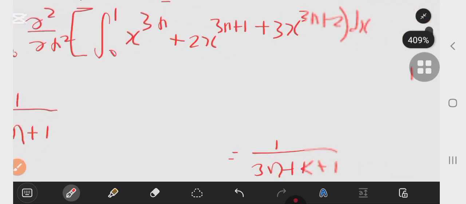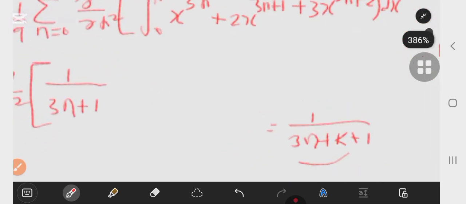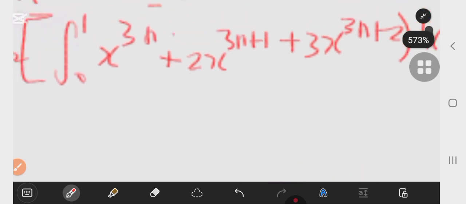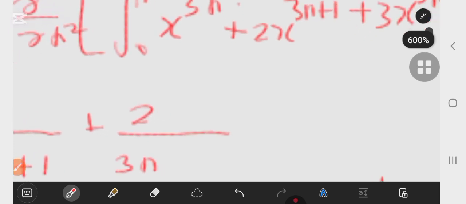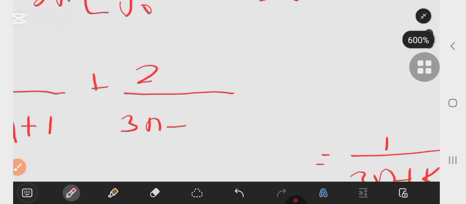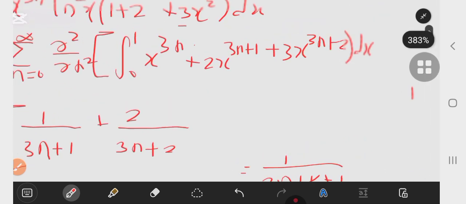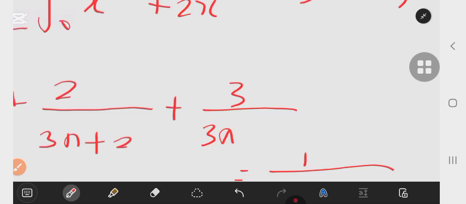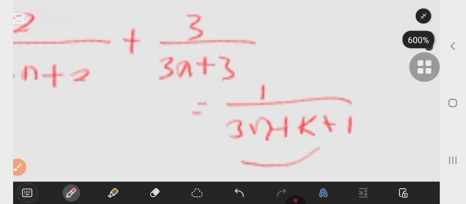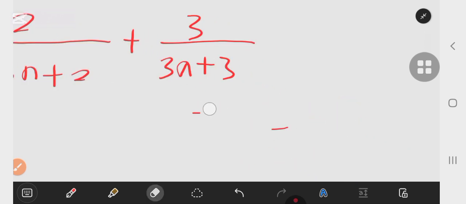Remember, I'm still applying this rule. In this case, I have k is 0. So in the other one, I have plus 2 multiplying from 2 over 3n plus 2. Then for the third one, I have plus 3 over 3n plus 3. Alright, so this is it. Remember, we are still under differentiation.